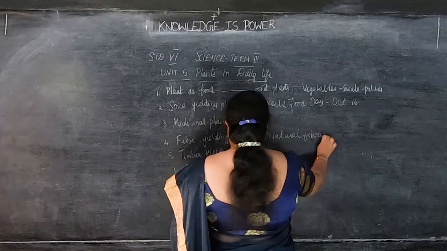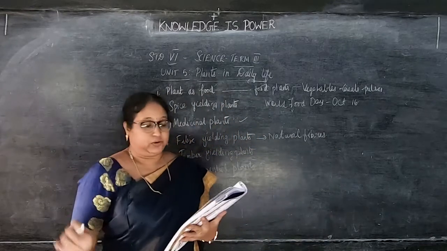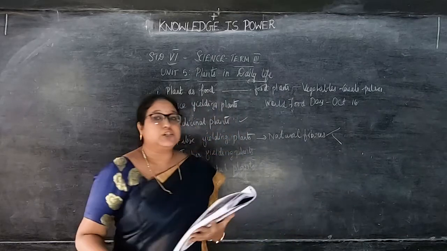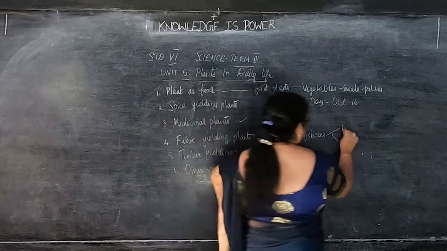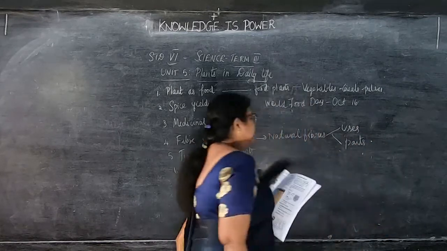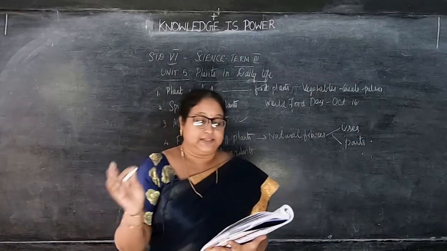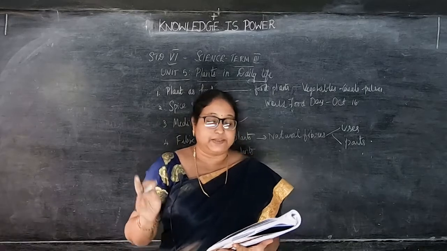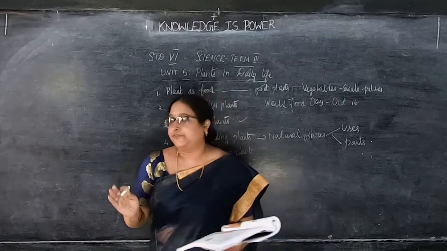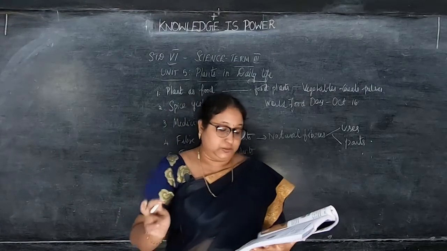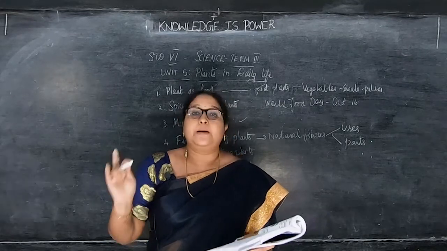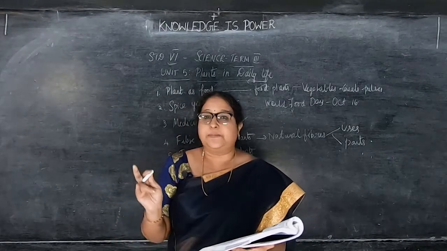Now we can classify these fiber yielding plants into two types, based on the uses and parts of the plant. Uses and parts. So fiber yielding plants have two types, that is uses and the parts of the plant from where we get the fiber. Now first based on use we will see.